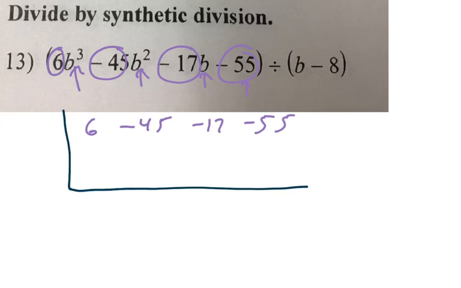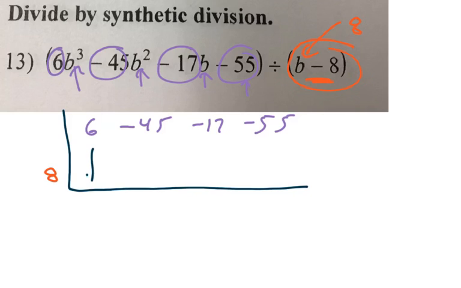Now what? The only other tricky thing is, let's look at what we're dividing by. What makes this 0 is positive 8, right? 8 minus 8 is 0. So, b minus 8 actually represents the root 8. So that's what we're going to divide by here, synthetically, an 8. Now, here's how the process goes.